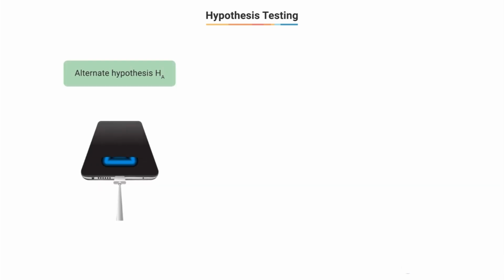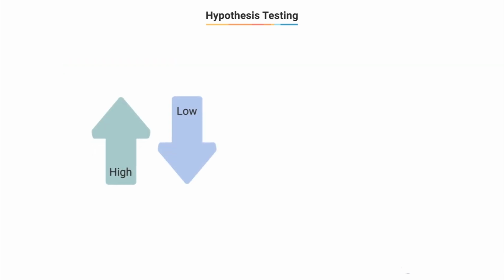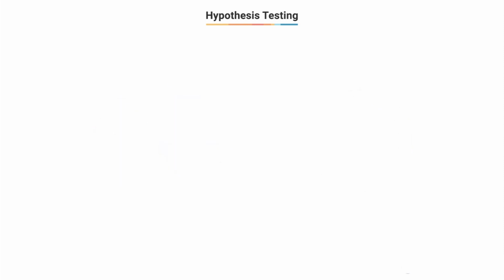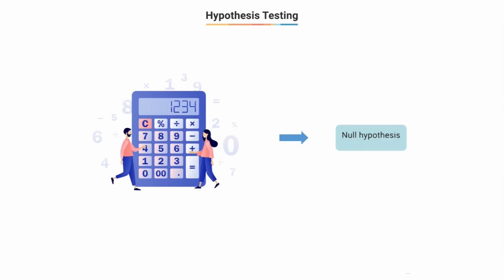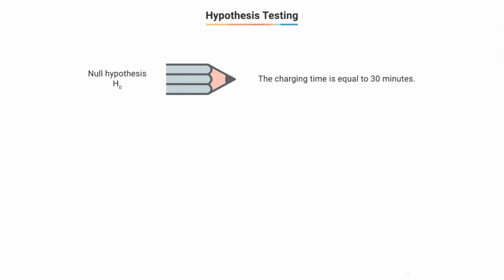Since the alternative hypothesis in our test was that the charging time is not equal to 30 minutes, this is true, and depending on whether it is higher or lower than 30 minutes, we need to take the required action accordingly. Now what if your calculations suggest in favor of the null hypothesis? Remember that the null hypothesis was that the charging time is equal to 30 minutes.